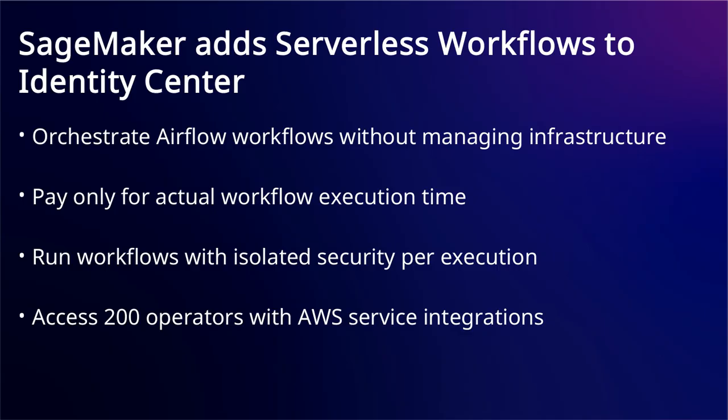The system automatically provisions compute resources when workflows run and releases them upon completion, ensuring you pay only for execution time. Each workflow operates with its own execution role in isolated worker, providing workflow-level security and preventing interference between workflows. You gain access to a visual workflow experience with approximately 200 operators, including built-in integrations with Amazon S3, Amazon Redshift, Amazon EMR, AWS Glue, and SageMaker AI. This capability is available in all AWS regions where SageMaker Unified Studio operates.